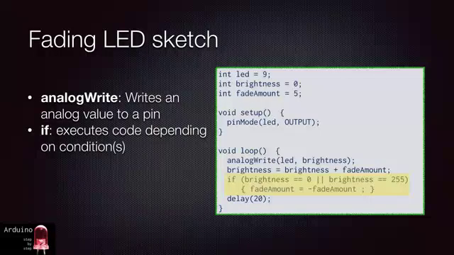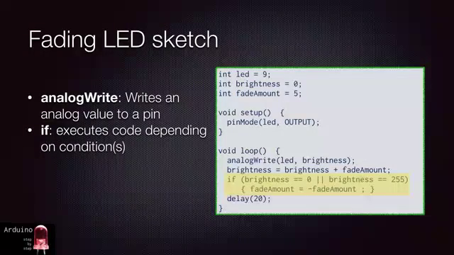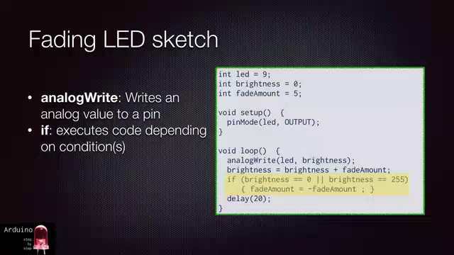In the statement if (brightness == 0 || brightness == 255), and notice here the double equal sign, which tests for equality and is not an assignment, and the OR, which is denoted by the two vertical lines, the part within the parentheses is called a condition. So, in our example, whatever is between the curly brackets will be executed if either brightness is 0 or brightness is 255.